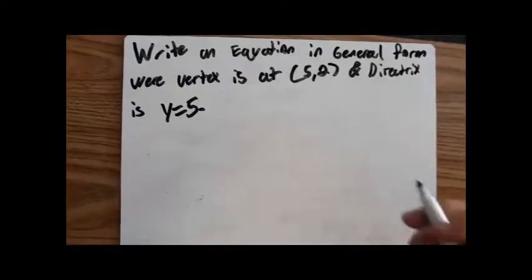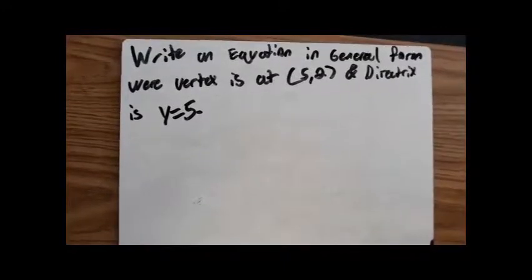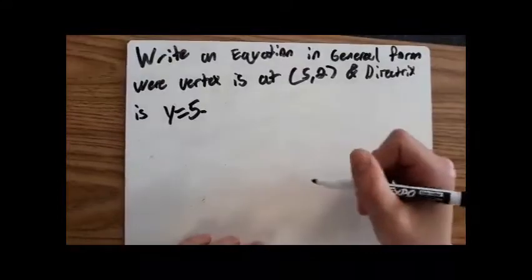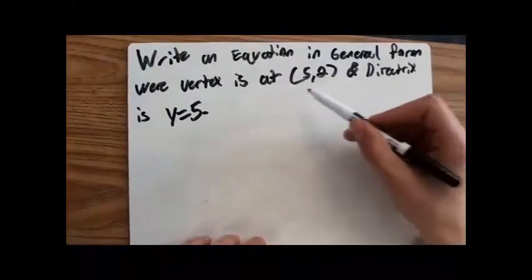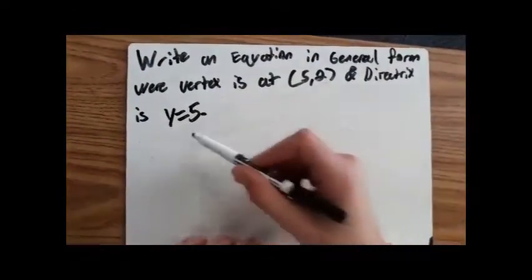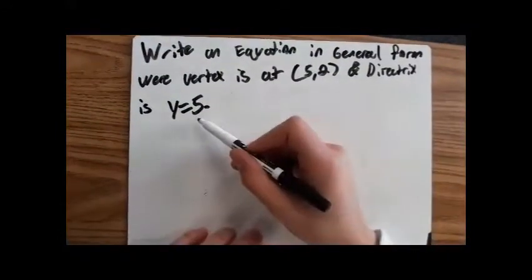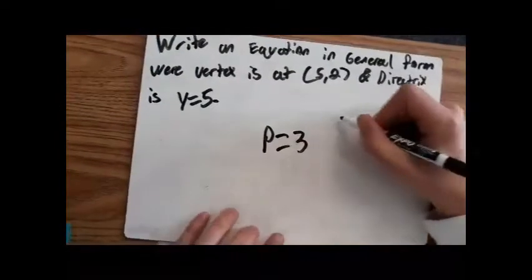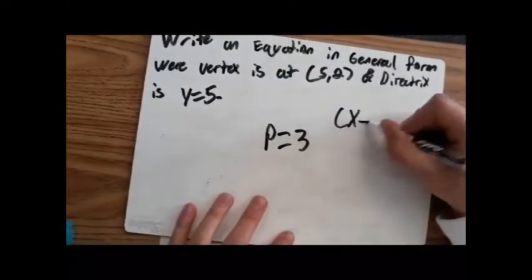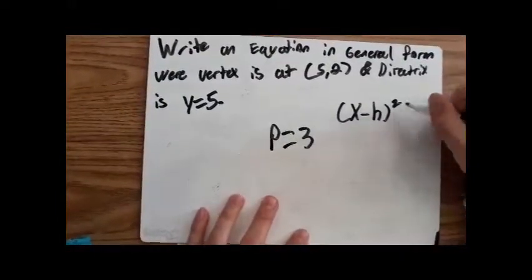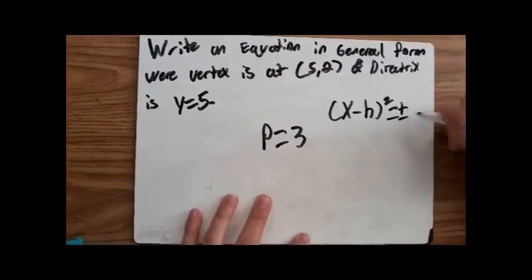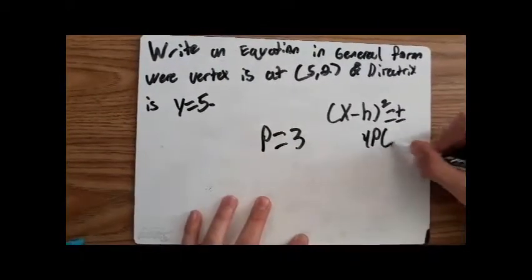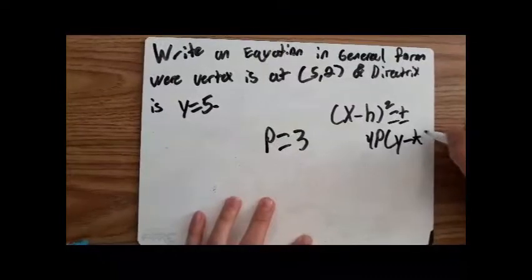So the problem is, write an equation in general form where the vertex is at (5, 2) and the directrix is at y = 5. So right off the bat, if it's at (5, 2) and y = 5, you know the distance from 2 to 5 is 3, so you know p = 3, and the equation is (x - h)² = ±4p(y - k).